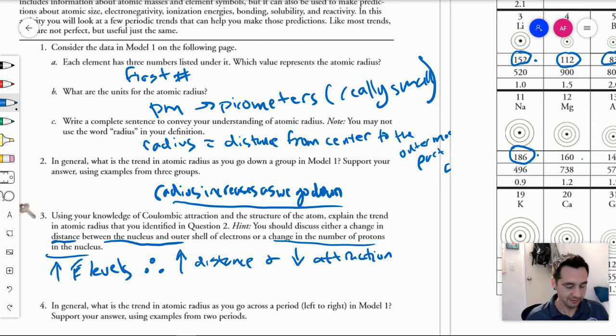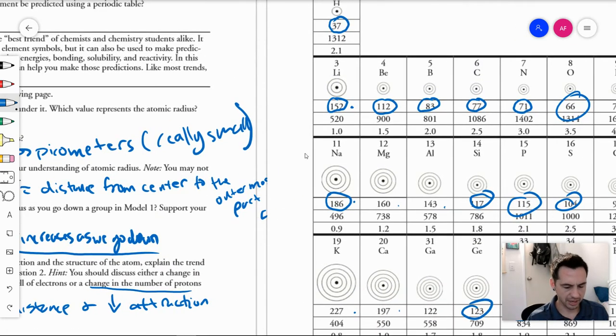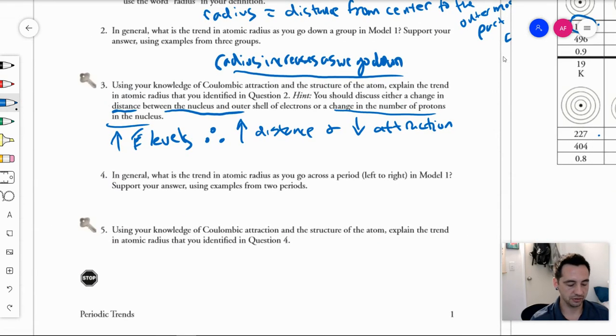Now let's look as we go across a period from left to right. As we go from left to right, we notice something a little bit weird. It goes from a bigger number to smaller, smaller, smaller, smaller, smaller. It gets smaller as we move from left to right. I wonder why. Why does it do that?